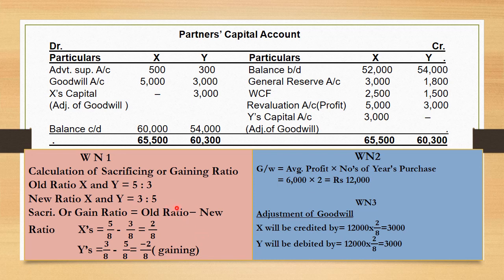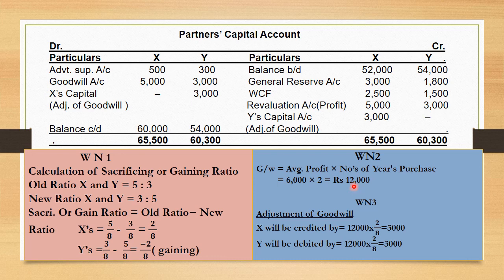Now after making computation of gaining and sacrificing share, next step is to compute goodwill. And for computing goodwill, first we will compute average profit. Average profit means sum of 3 years profit divided by 3, which comes to be rupees 6,000. And when we multiply it with number of years purchase, which is 2 years, then we will get goodwill of the firm as rupees 12,000.